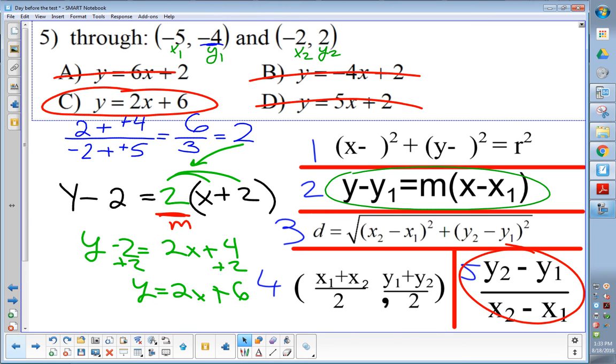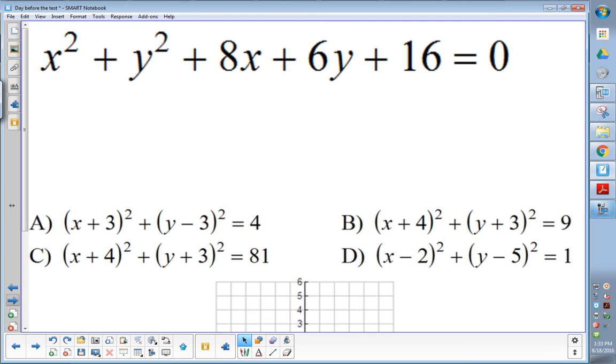Okay? Last one. One more here. We're writing the equation of a circle. This would be another problem that's worth a lot of points. Not only do you have to put it in standard form, but this problem would say something like, put it in standard form. What's the center? What's the radius? Graph it. That's 4 separate questions from one problem. You need to make sure you know how to do this.